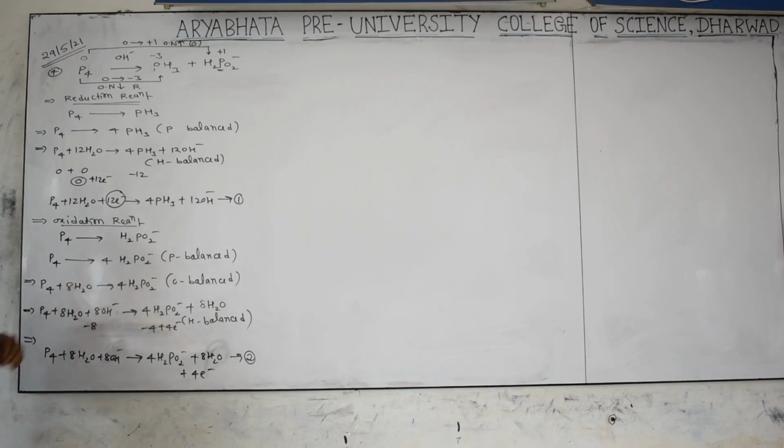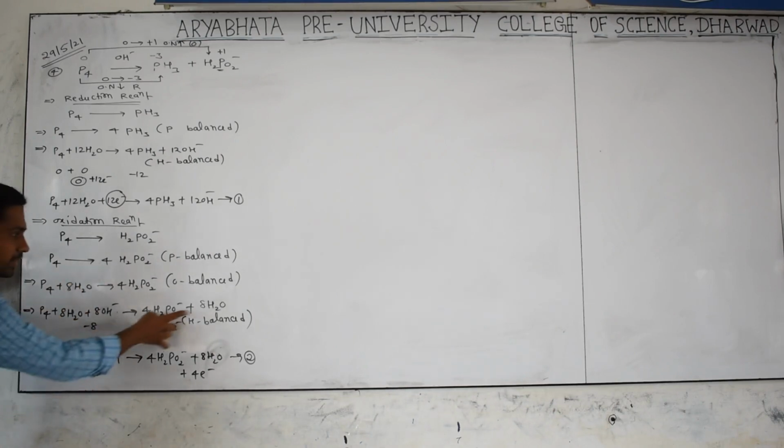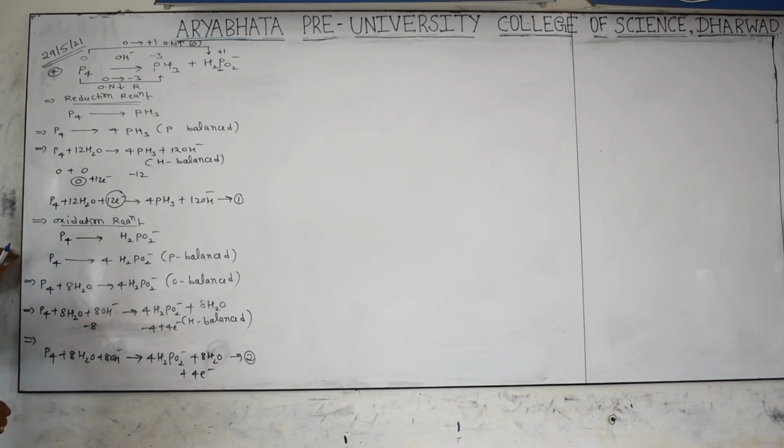Oxygen is balanced. Later our work is balancing the hydrogen. We have 8 hydrogens here, and here we have 16 hydrogens. So an 8 shortage is there, that's why I added 8 water molecules and 8 OH minus. Here a minus 8 charge is there, here a minus 4 charge is there, so we should equalize, that's why I added 4 electrons on the right hand side.